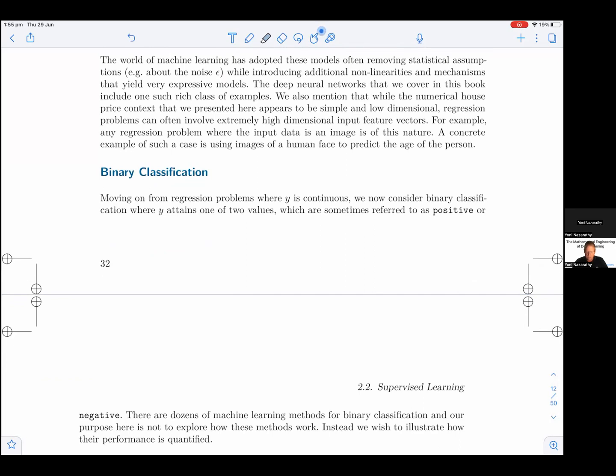We also mentioned that while the numerical house price context that we presented here appears to be simple and low-dimensional, regression problems can often involve extremely high-dimensional input feature vectors. For example, any regression problem where the input data is an image is of this nature. A concrete example of such a case using images of a human face is to predict the age of the person.